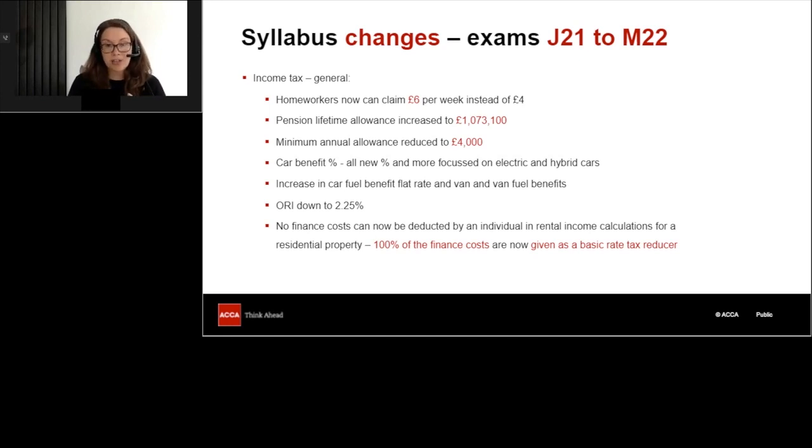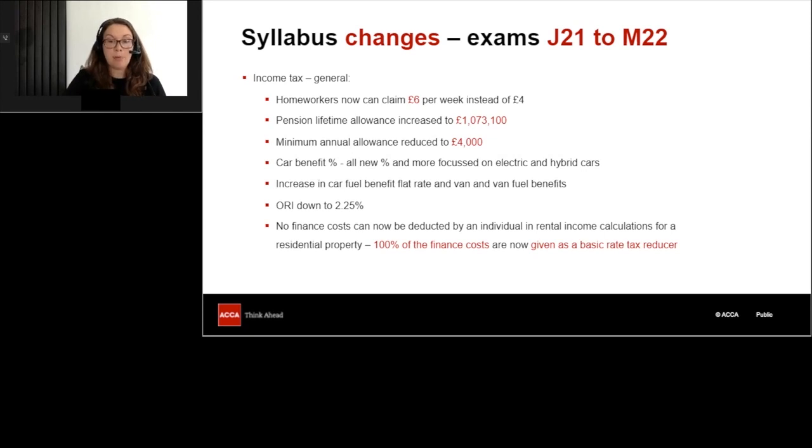There's also been slight increases in the car fuel benefit rate and the van and van fuel benefits as well. But again, they're available to you in the tax rates in your tax tables in the exam. So you really don't need to worry about those kinds of changes because you would look them up quickly in your exam anyway to double check the figure there. The official rate of interest, which we use in those employer-provided living accommodation and beneficial loan calculations for employee benefits, that's now reduced to 2.25%, but you can find that rate on your tax tables.